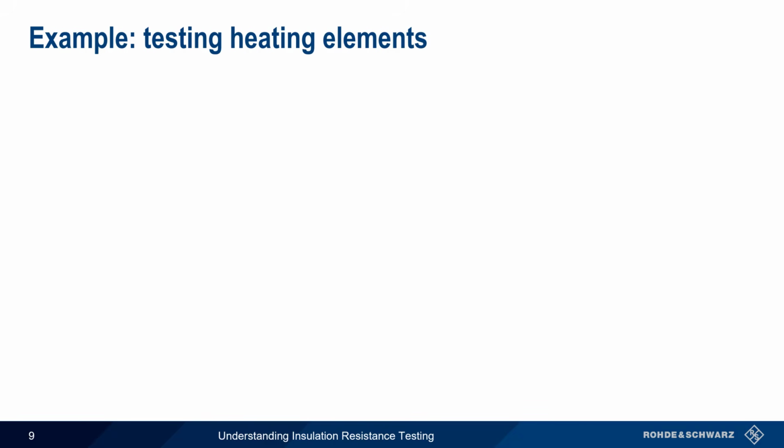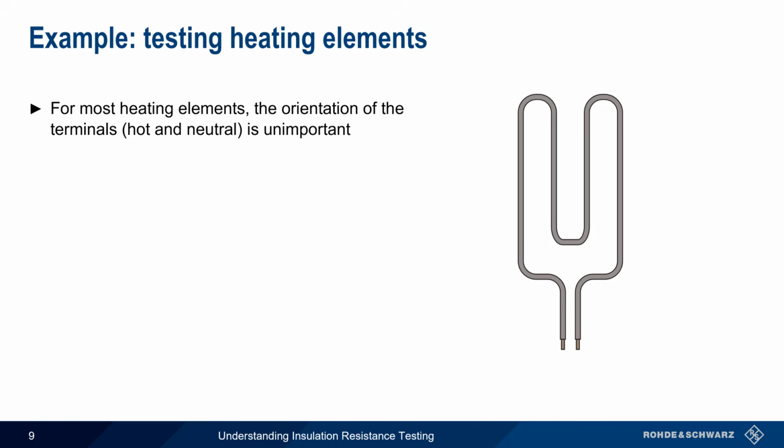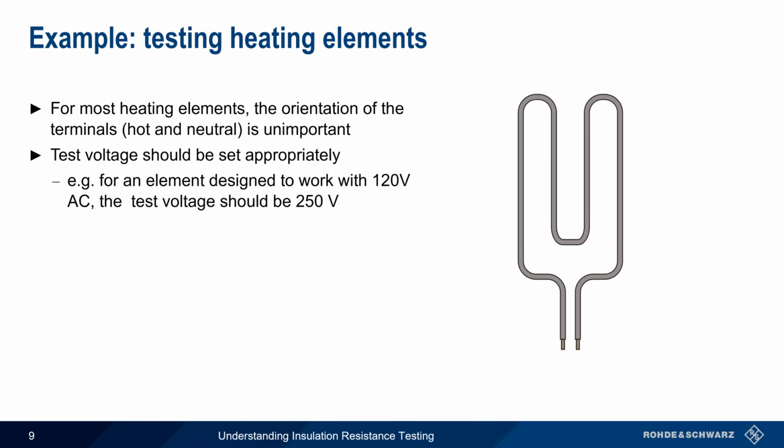We'll start with a very simple example of testing a heating element. Note that for most heating elements, the orientation of the terminals, hot and neutral, is unimportant. The test voltage should be set appropriately using the 2 times rule that we mentioned earlier. For example, an element designed to work with 120 volts AC should be tested with a voltage of 250 volts.